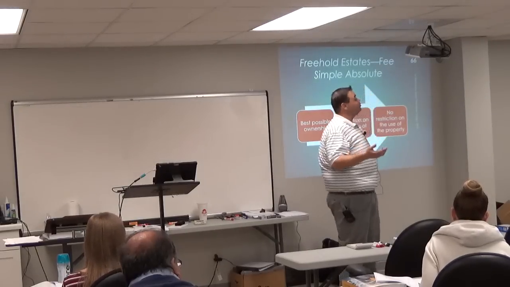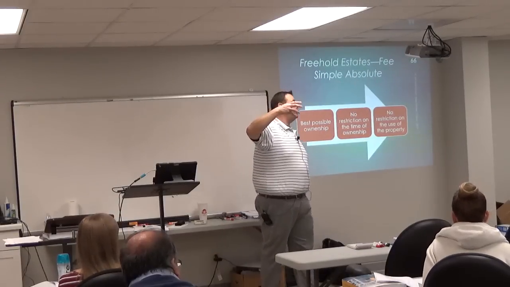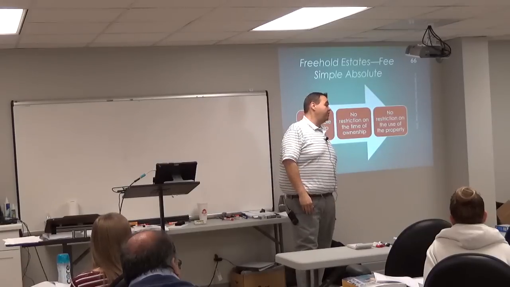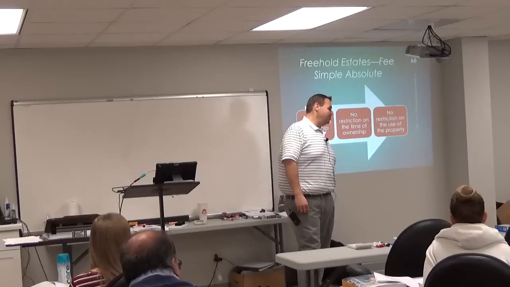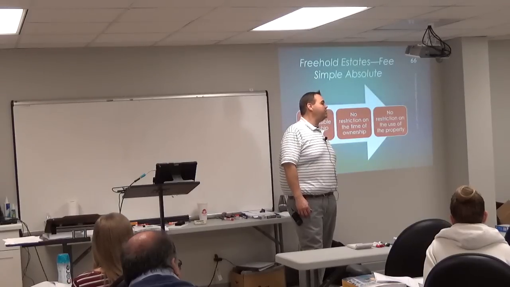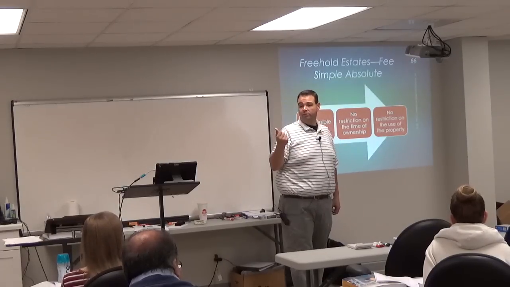Now, there still might be restrictions. There might be government zoning restrictions. There might be covenants that limit what I can do. But it's still going to be considered fee simple absolute ownership. So like my house in Cary certainly has restrictions on it. But I still have fee simple absolute ownership because none of those restrictions came from the owner that sold it to me. Does everybody understand what he was asking?